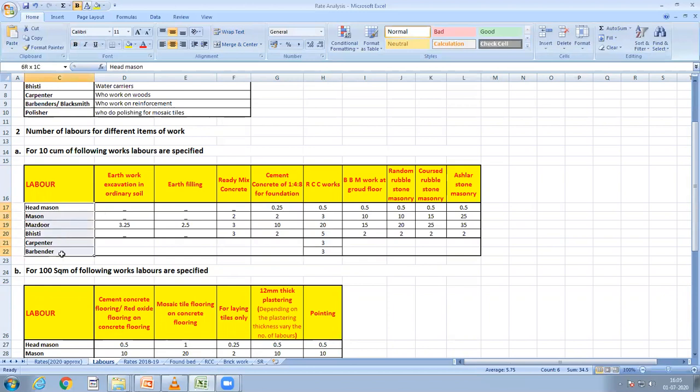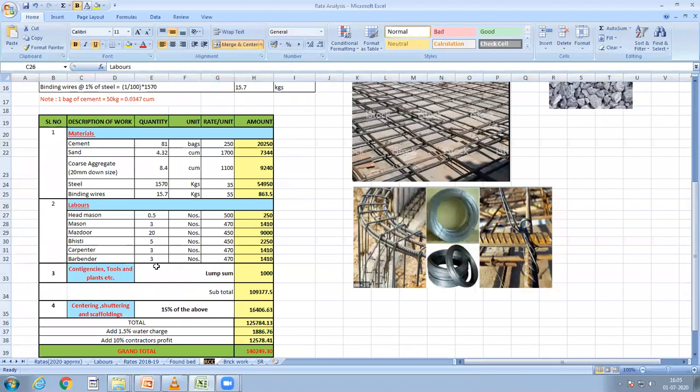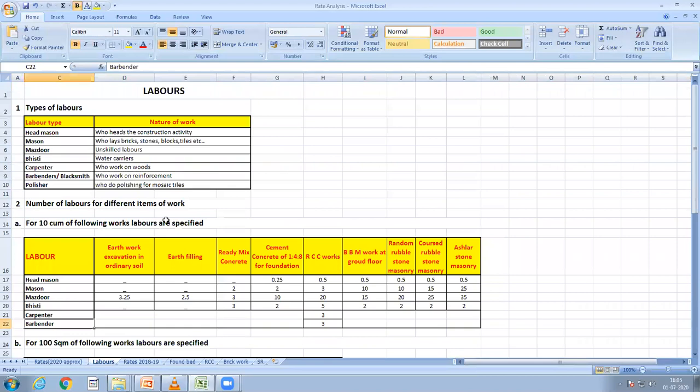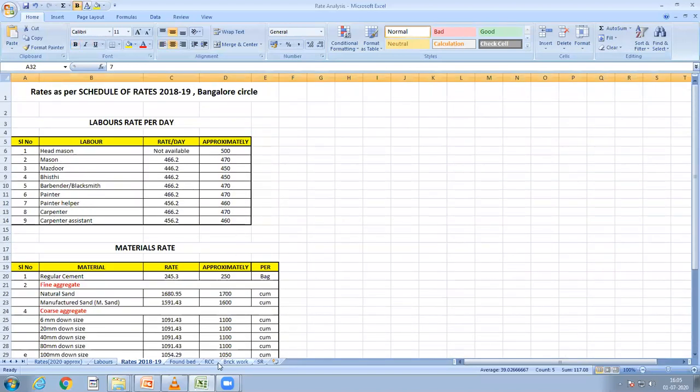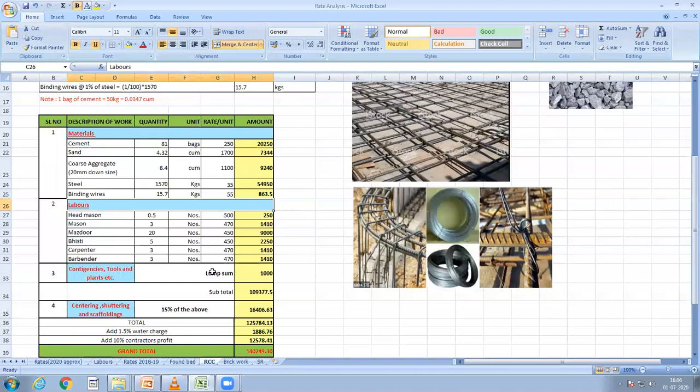All these labors are required. I have written the same here and their corresponding rates, which are here in the rates table. We have all their rates. So multiply these two columns to get this.